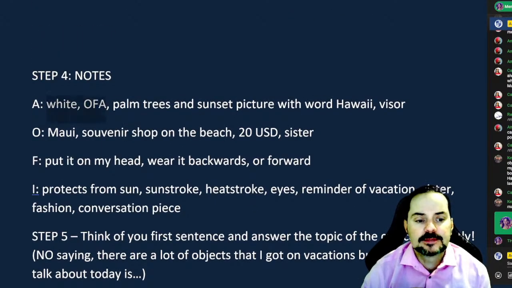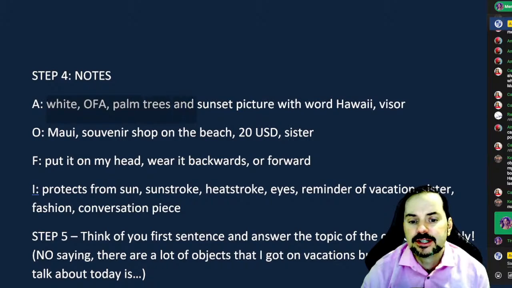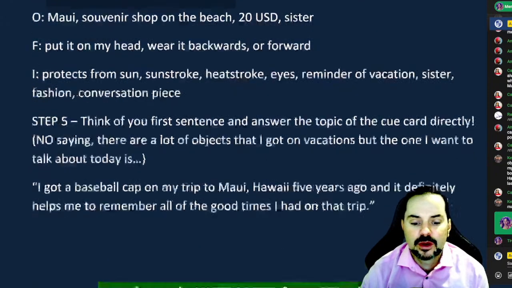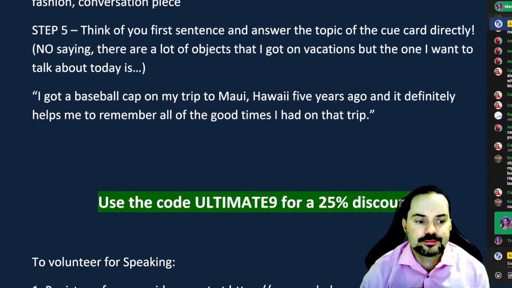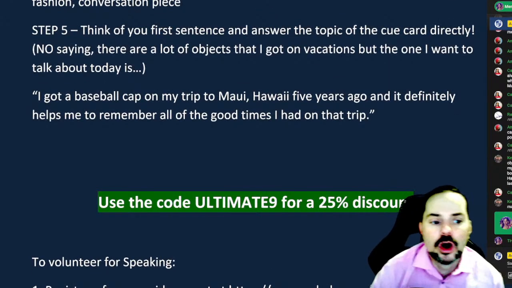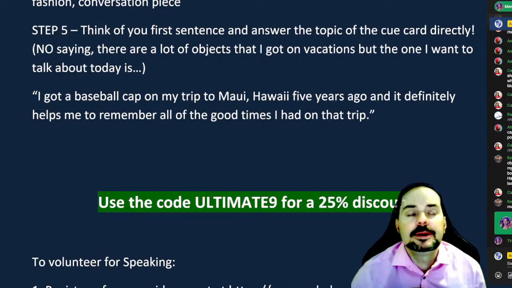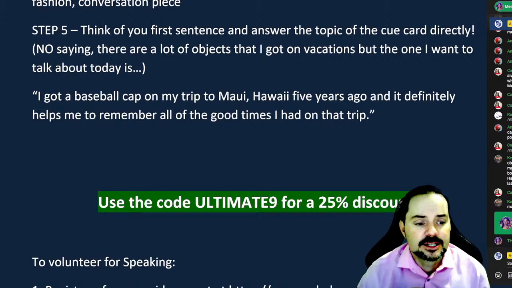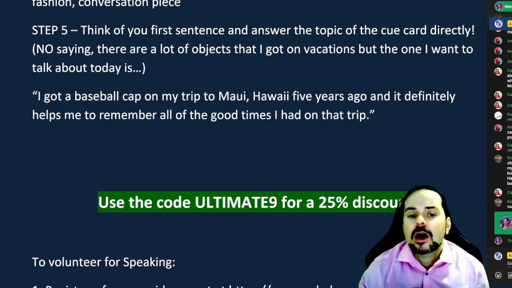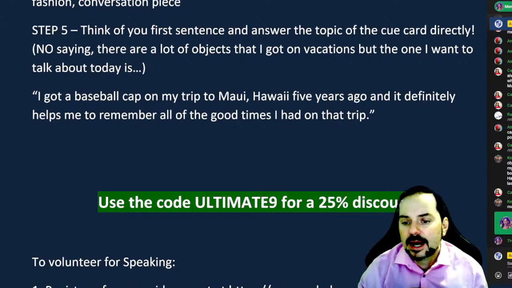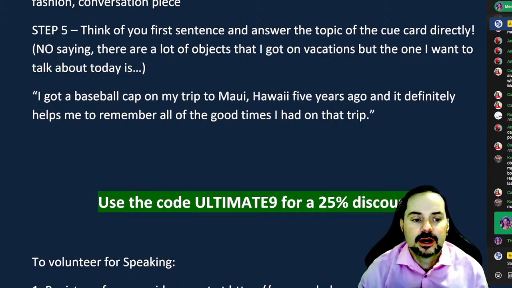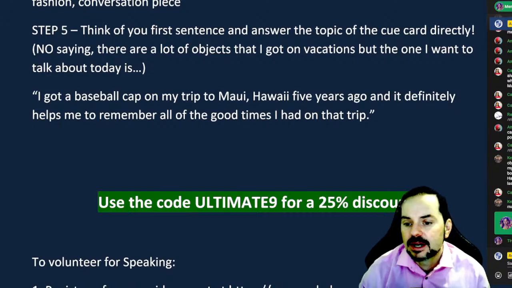So it's a white baseball cap, one size fits all. It's got some palm trees and a picture of a sunset on the front with the words Hawaii. It's got a nice big visor. Okay. So here we go. The examiner says your 1 minute preparation time is up. Please begin speaking. I got a baseball cap on my trip to Maui, Hawaii 5 years ago, and it definitely helps me to remember all of the good times I had on that trip.